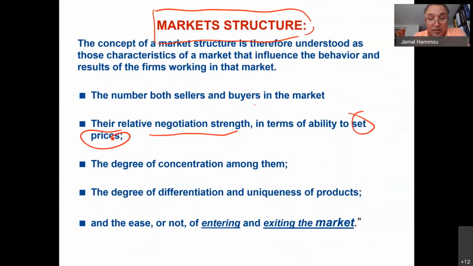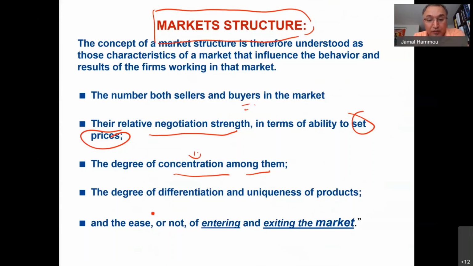Okay, the degree of concentration among the buyers and sellers. Are there a few companies controlling the market, versus a lot of companies selling this identical product? Same thing for buyers. Is there one buyer that's 100% concentration, or do we have a lot of buyers? So if I didn't sell it to you, I will sell it to somebody else.